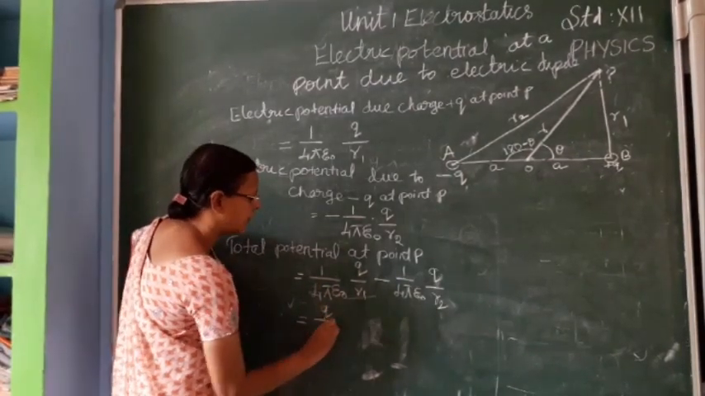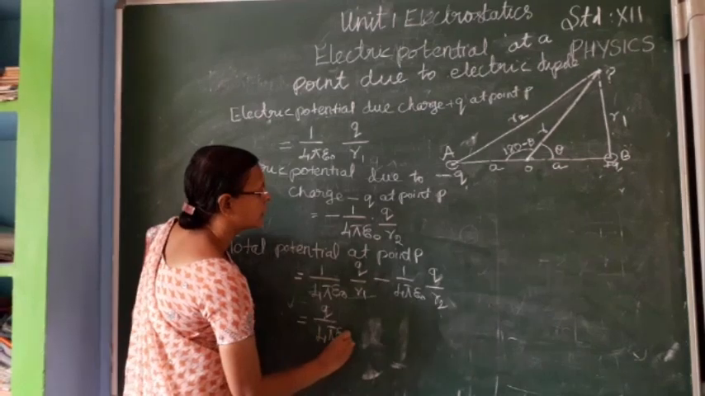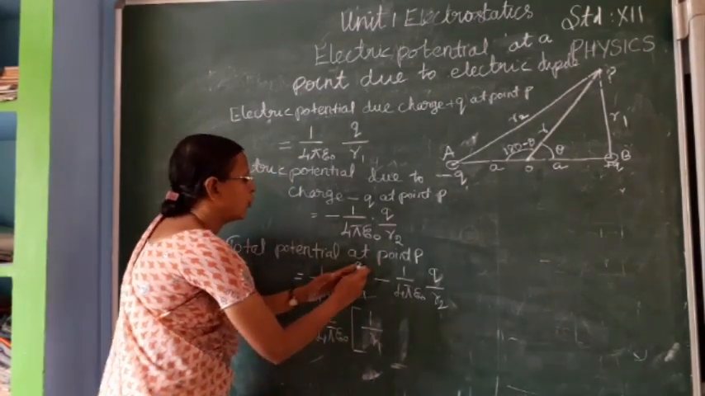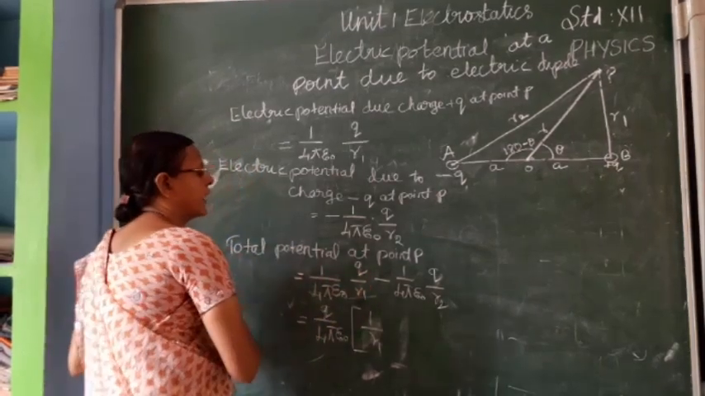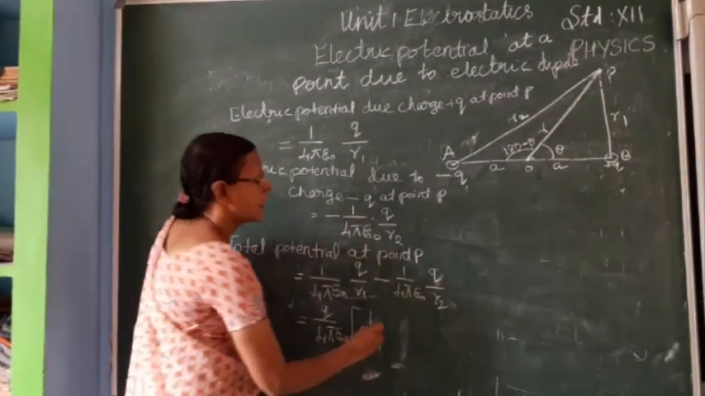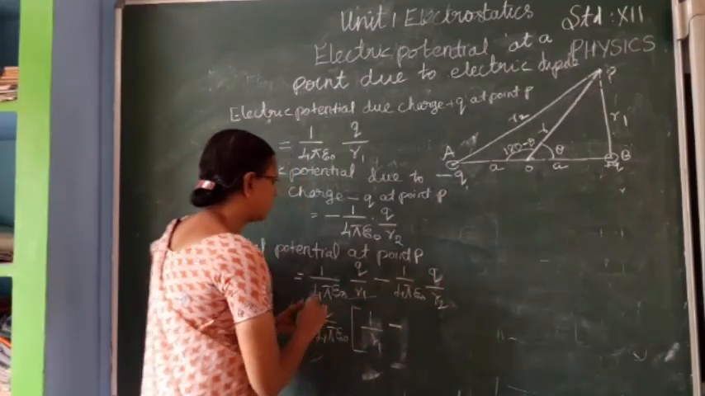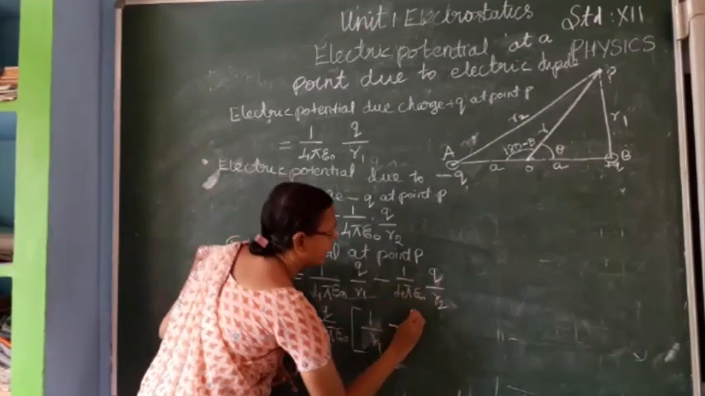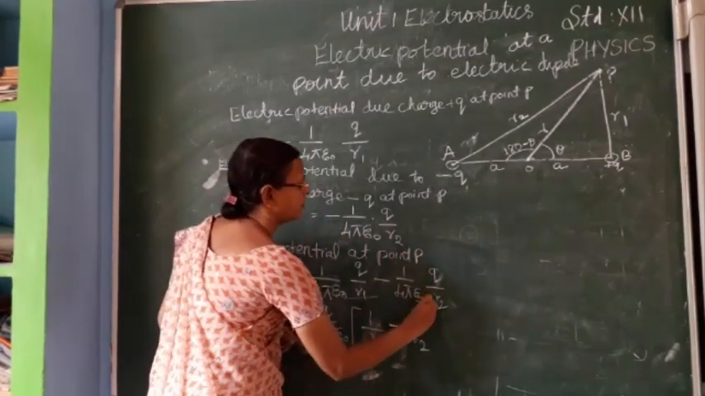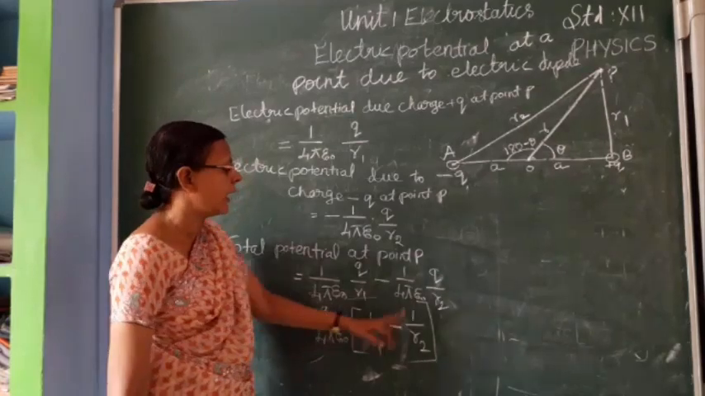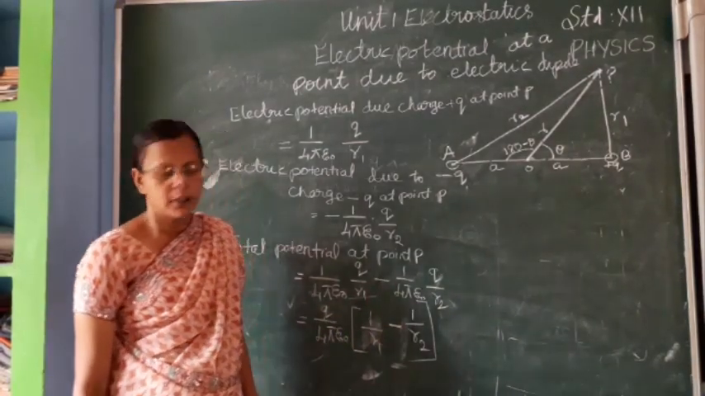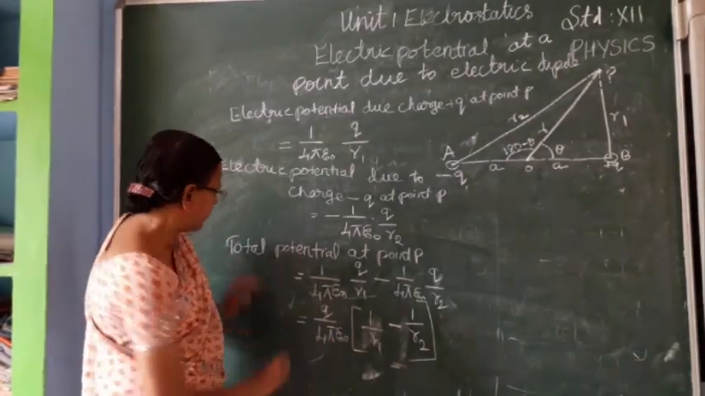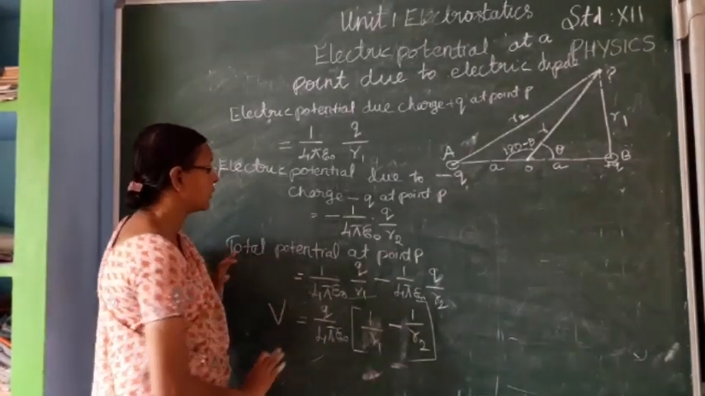So q divided by 4 pi epsilon 0, then 1 by r1 remaining. If we are taking q divided by 4 pi epsilon 0 outside, what is the remaining there? 1 by r1 minus 1 by r2, where q and 4 pi epsilon 0 are taken outside commonly. Okay, 1 by r1 and 1 by r2. This is the electric potential V, the total potential.